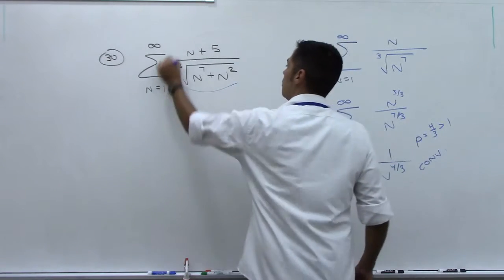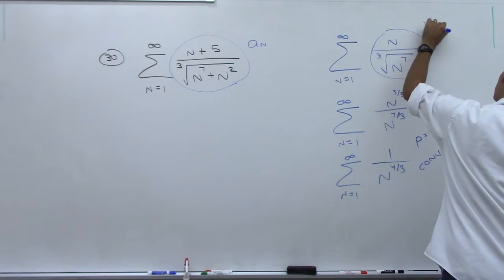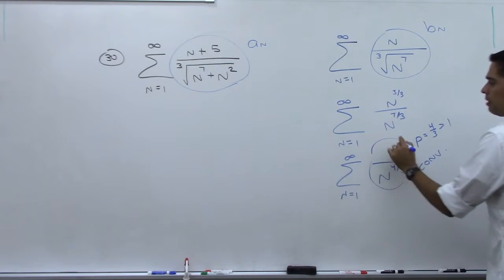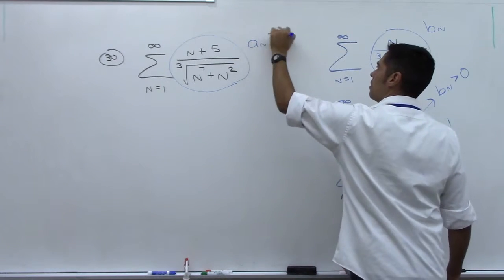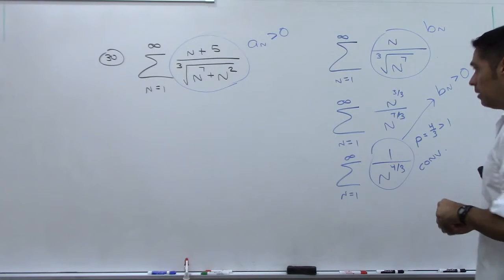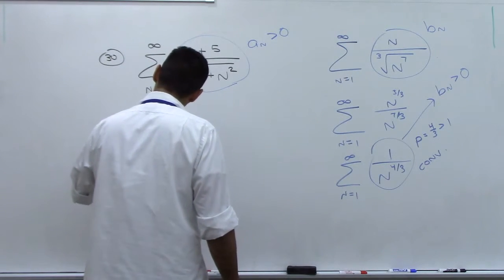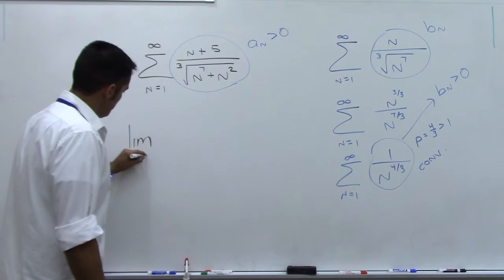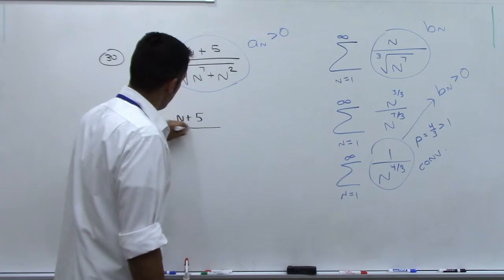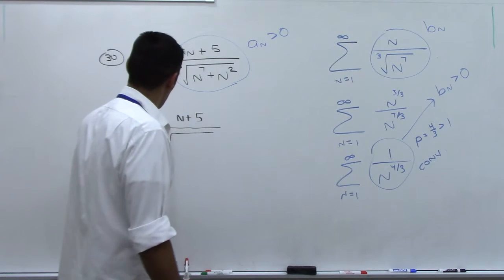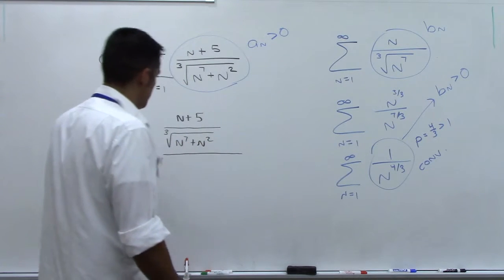But I'm going to do the limit comparison instead of the regular comparison. It's my a sub n, that's my b sub n. Actually, I'll do this as my b sub n. This is positive. This is obviously positive also. So now let me do my limit. Take the limit as n goes to infinity of my a sub n over my b sub n. It's going to look ugly.